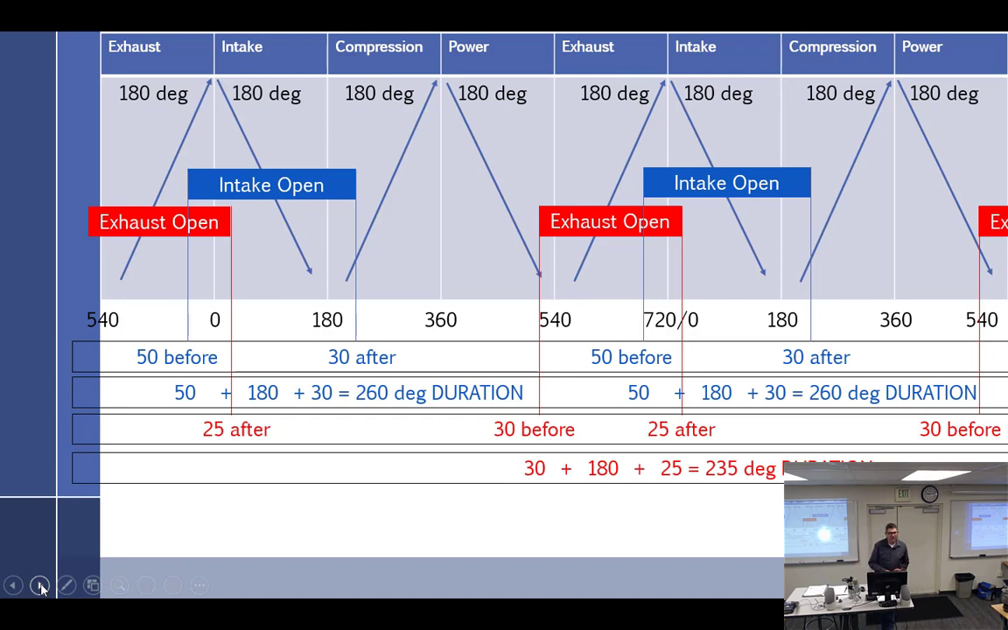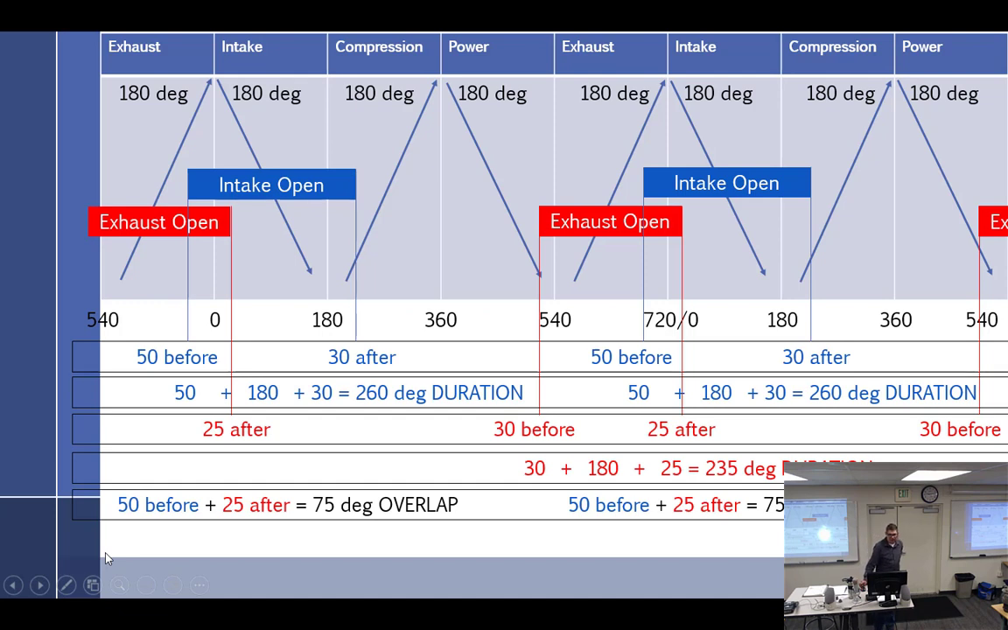235 is the duration. Now, we have a thing called valve overlap, which means both valves are open at the same time. How many degrees of valve overlap do we have? Both valves open. Well, you can look at it right here. They're both open. So the intake is open how many degrees early? 50. And the exhaust is open how many degrees late? 25. So 50 plus 25, 75. 75 degree overlap. 50 before, 25 after.